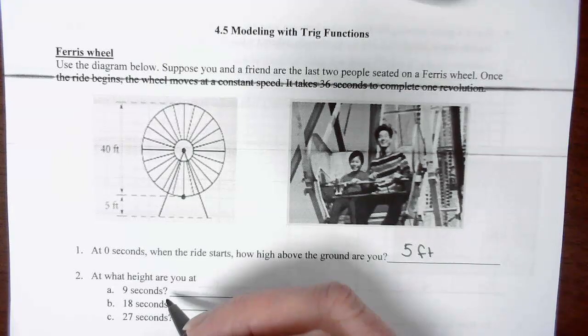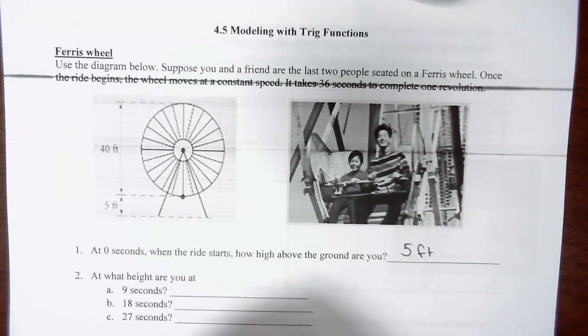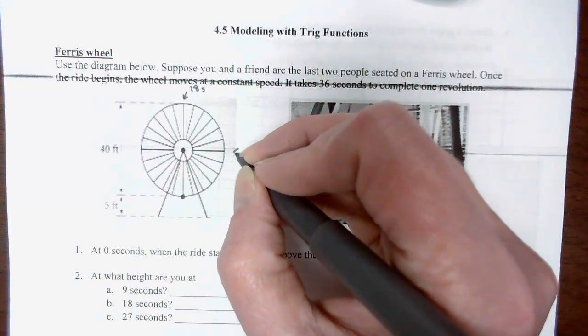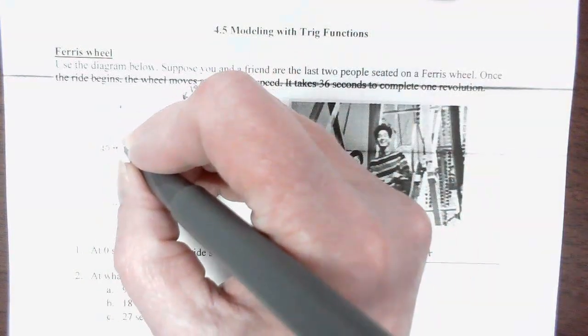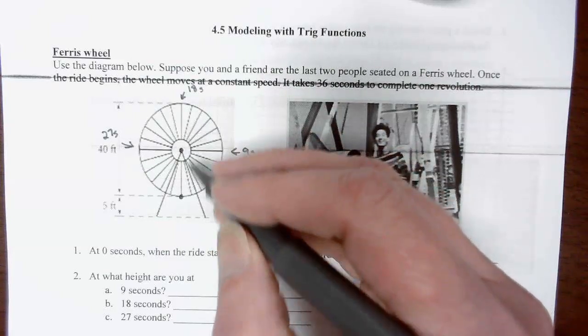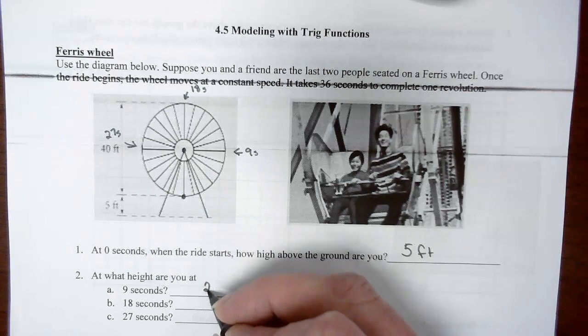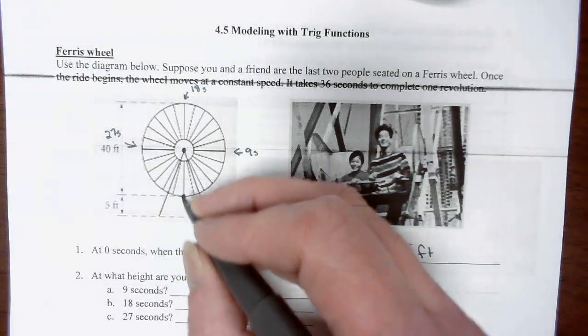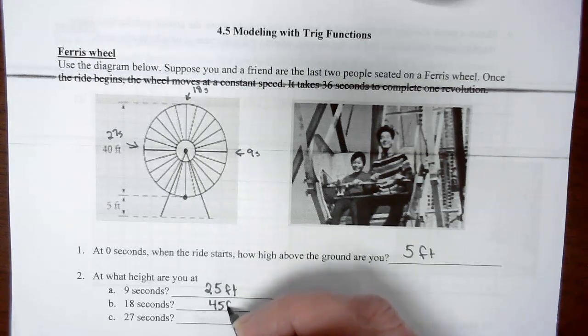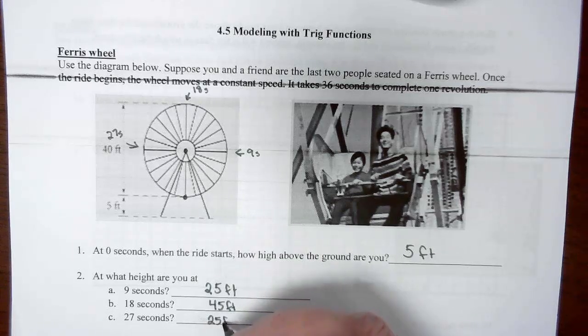At what height are you at 9, 18, and 27 seconds? Well, remember, it takes 36 seconds to make one full revolution, so we'd be at the top at 18 seconds. So 9 seconds would be here, and 27 seconds would be over here. So at 9 seconds, we're halfway across the Ferris wheel, and it's 40 feet in diameter. So we'd be 25 feet, because of the 5 feet here and then 20 here. 18 would be all the way up to the top, so 45 feet. And then we'd be back to 25 feet.